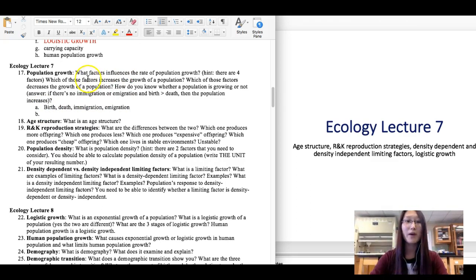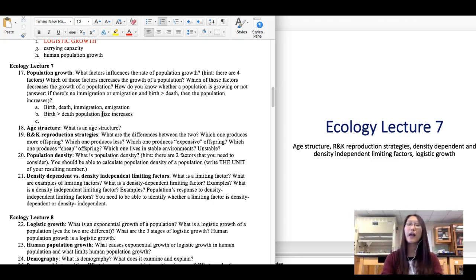And then you want to think about which one increases the growth of a population and which one decreases. You have to take into account all of the factors: birth, death, immigration, and emigration. If you have birth more than death, then your population size will increase. But if you have more death than birth, then your population size will decrease. If you have a lot more birth than death, then your population growth rate is going to be high. And if you have a lot of immigration, then your population size will also increase.